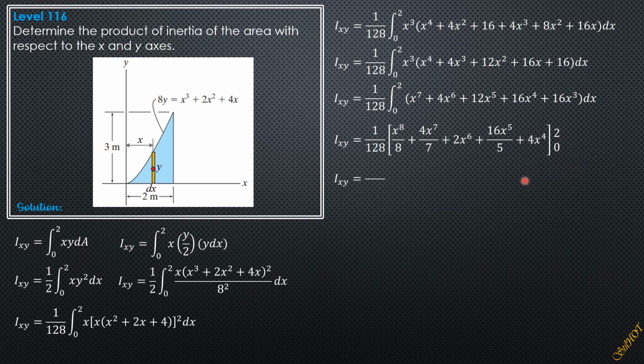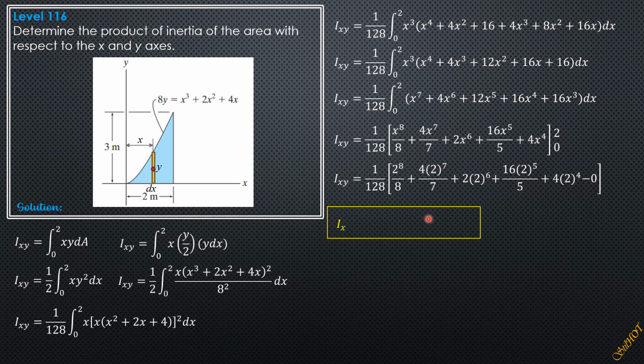So Ixy equals 1 over 128 quantity 2 to the 8 over 8 plus 4 times 2 to the 7 over 7 plus 2 times 2 to the 6 plus 16 times 2 to the 5th over 5 plus 4 times 2 to the fourth, minus the lower limits, 0. So using now your calculator to evaluate these terms inside the brackets, then divided by 128, Ixy is equal to 437 over 140 inches to the fourth, or approximately 3.121 inches to the fourth, to four significant figures. So that's it for this problem.